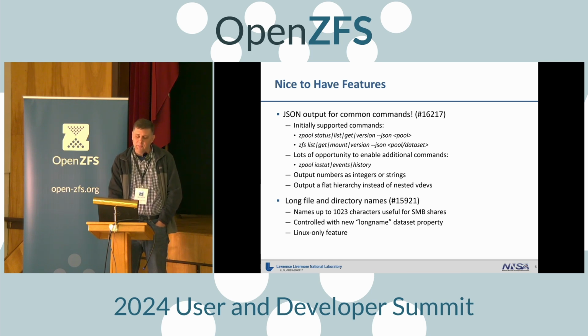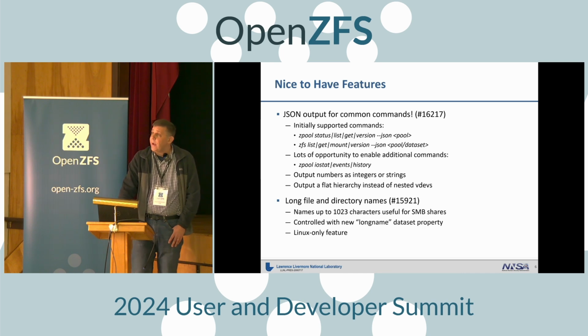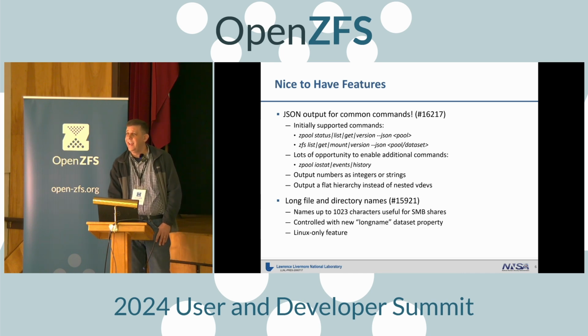So JSON's been added to probably the most common commands now in ZFS. So things like zpool status, zpool list, zpool get, those commands all now take a JSON flag and give you structured JSON out for them. I think personally there's a lot of opportunity to expand this. We didn't enable every command, but you can imagine having zpool iostat or zpool history give you more structured output in JSON for those commands. So we can get away from scraping the CLI output, which I'm sure everyone hates. Yeah.